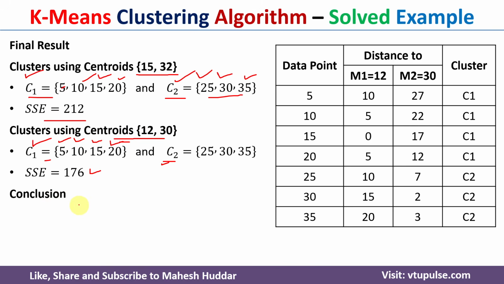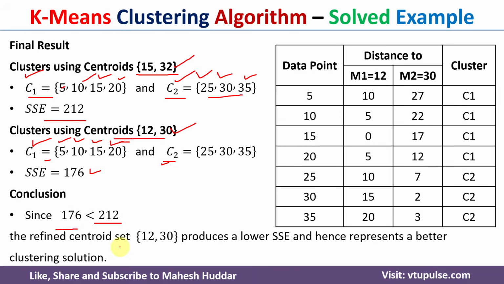If you compare the SSE for the centroids 15 and 32 and 12 and 30, the SSE for 12 and 30 is 176, which is less than 212. So we will conclude that the centroid set 12 and 30 produces the lowest SSE, hence represents a better clustering solution. This is how we can divide the data points into different clusters and we can calculate the sum of squared error. So I hope the concept is clear.